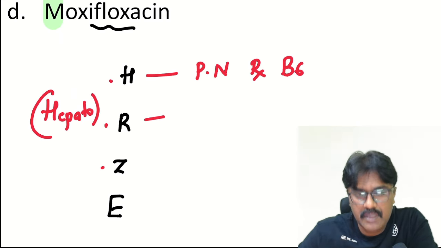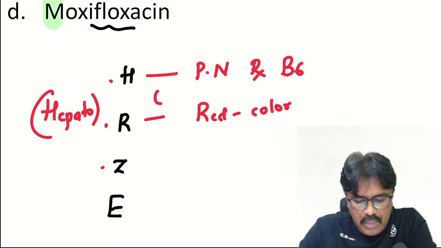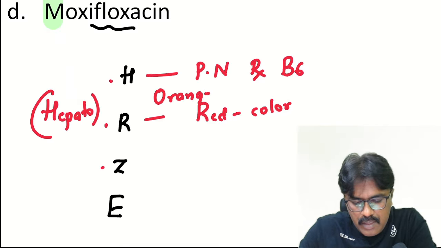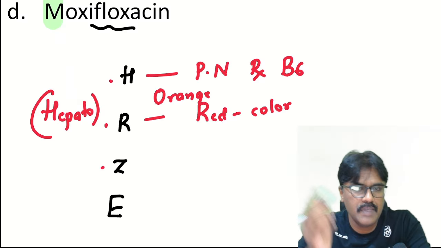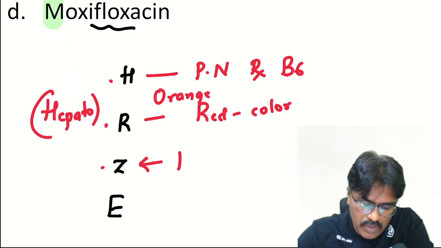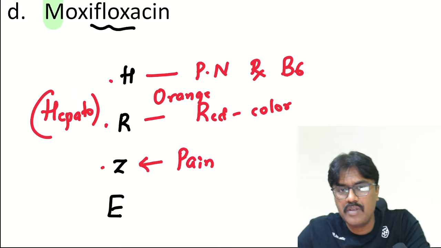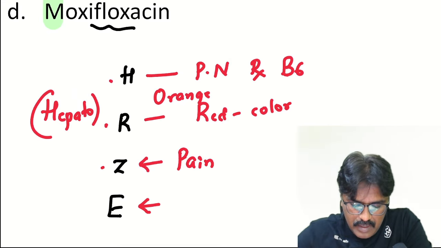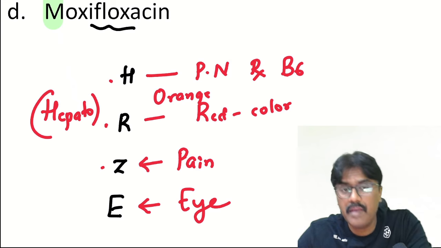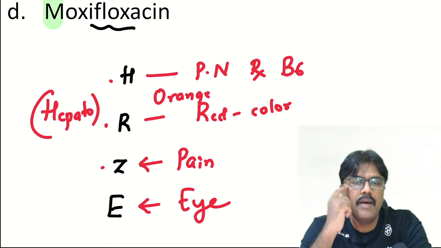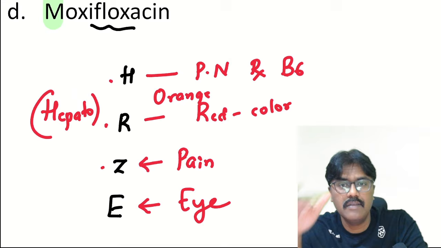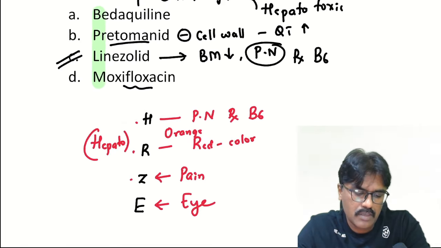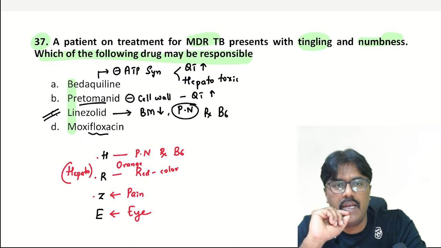Rifampicin, remember it starts with R, so it causes red color. And the red color is also called orange red color. So it can make the secretions orange red, urine orange red, everything orange red. Pyrazinamide starts with P, so it causes pain, joint pain, because it increases uric acid. Ethambutol starts with E, so it causes eye problems, retrobulbar optic neuritis, so the patient will complain of red-green blindness, decrease in vision. So this is the important aspect about anti-TB drugs.